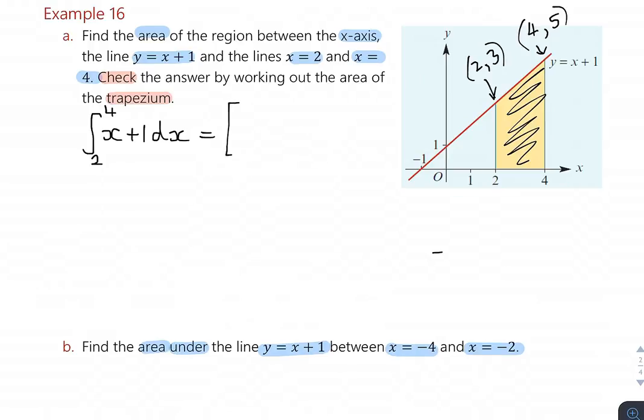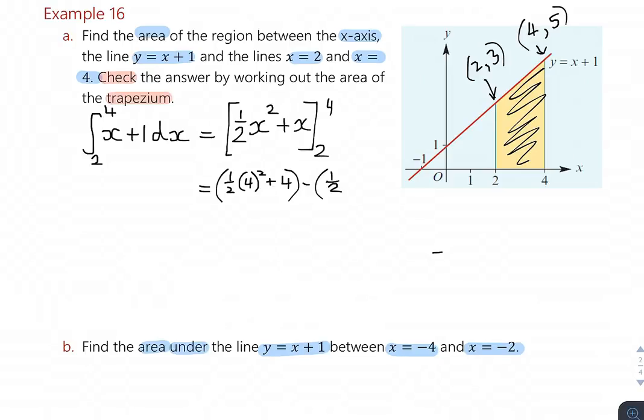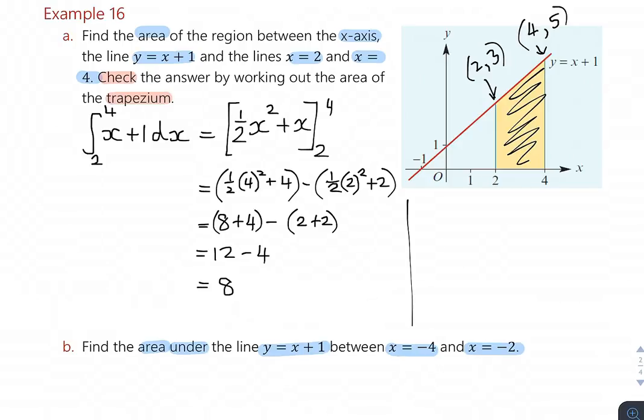So we need to do the integrals. So the integral of that is a half x squared plus x, and we're still interested between 4 and 2. Substituting in 4, we'll get a half 4 squared plus 4, and then we're going to minus a half 2 squared plus 2. Taking that a step further, we should get 8 plus 4 minus 2 plus 2, so leaving us with 12 minus 4, or 8 units squared.